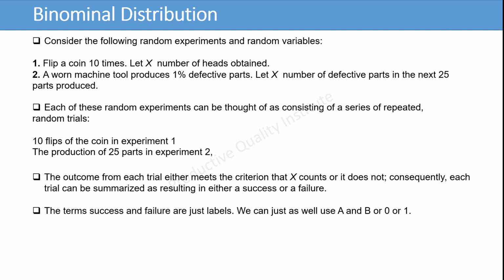Each of these random experiments can be thought of as consisting of a series of repeated random trials: 10 flips of the coin in experiment 1, the production of 25 parts in experiment 2. The outcome from each trial either meets the criterion that X counts, or it does not. Consequently, each trial can be summarized as resulting in either a success or a failure. The terms success and failure are just labels. We can just as well use A and B, or 0 and 1.